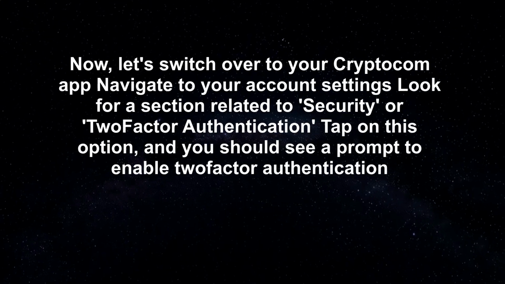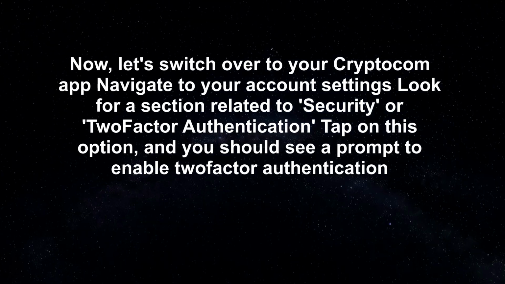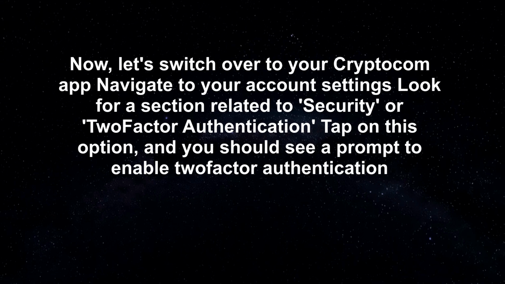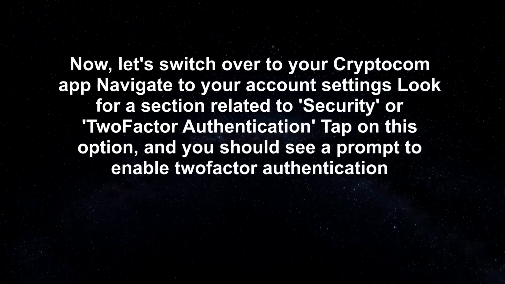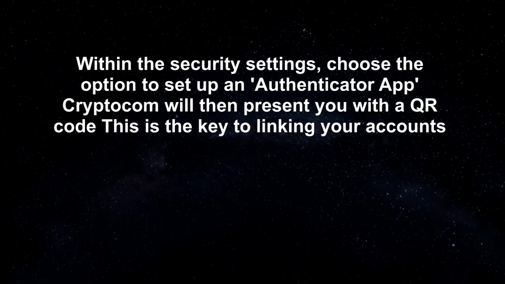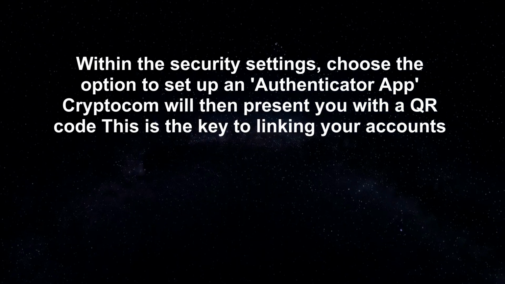Now, let's switch over to your Crypto.com app. Navigate to your account settings. Look for a section related to security or two-factor authentication. Tap on this option, and you should see a prompt to enable two-factor authentication. Within the security settings, choose the option to set up an Authenticator app.